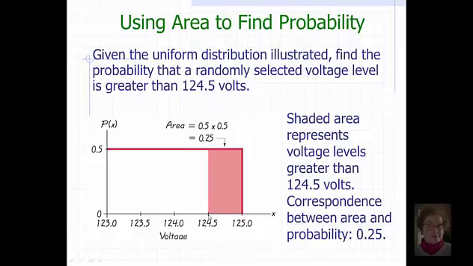So since the width of the area we're interested in, 124.5 to 125, is 0.5, and the height of our rectangle is 0.5, we can say that there is a 25% chance that a randomly selected voltage will be between 124.5 volts and 125 volts.